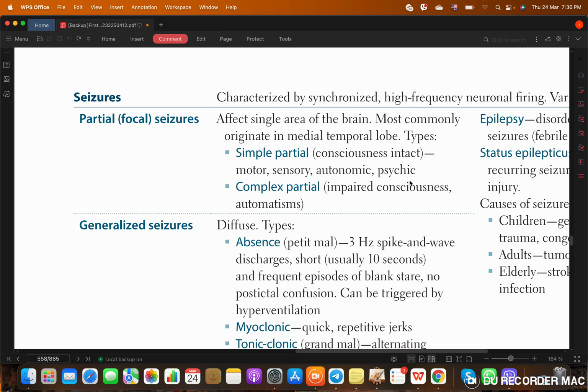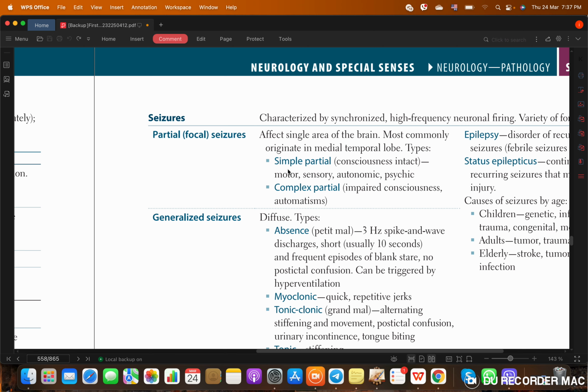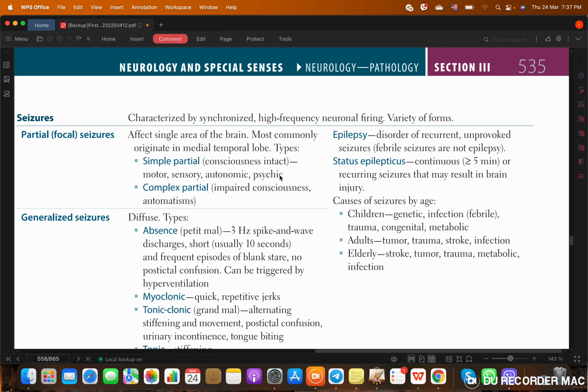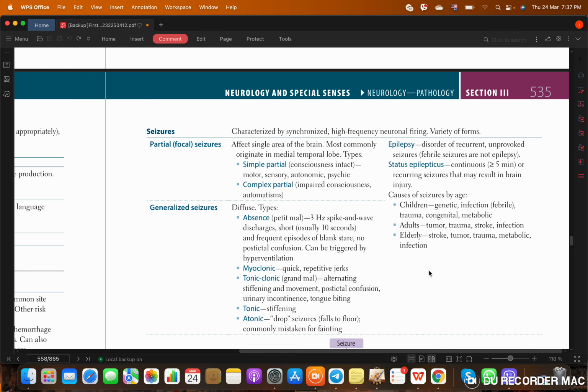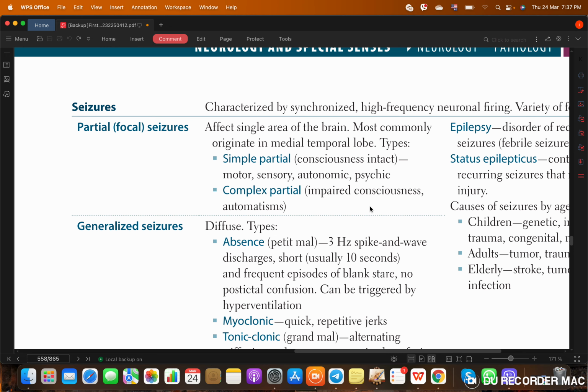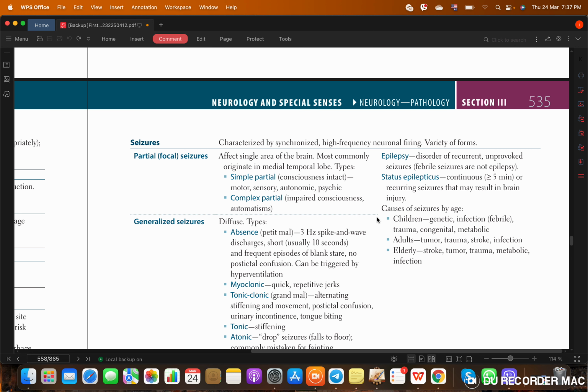So simple partial seizure can be motor, sensory, autonomic, or even psychic. You can imagine stuff happening. Hallucination can be due to a seizure. Complex partial, the patient will have preceding automatisms, which are improper mouth movements like biting, suckling on your lips, and then the seizure, okay? So epilepsy is a disorder of recurrent unprovoked seizures. Febrile seizure is not epilepsy, it's just one seizure.